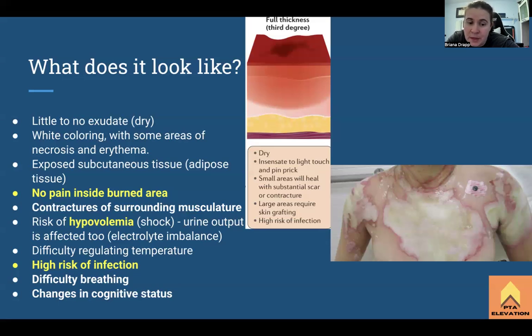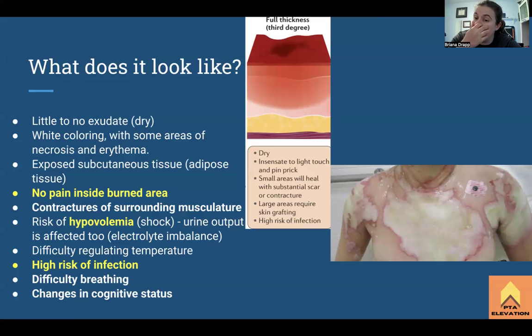They cannot regulate their temperature, so they'll either be super cold or super hot. It's because all their temperature regulation areas have been burned off, so they just don't know. And the skin acts as a protective insulating barrier, so a lot of these people get really, really cold. So take that into consideration.